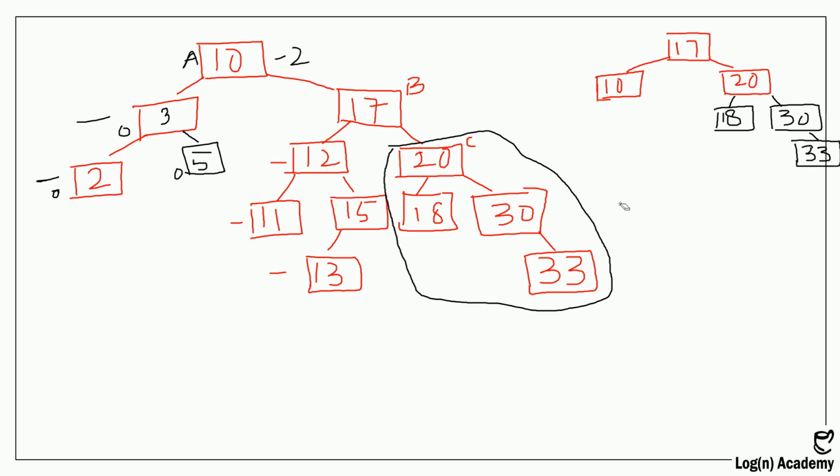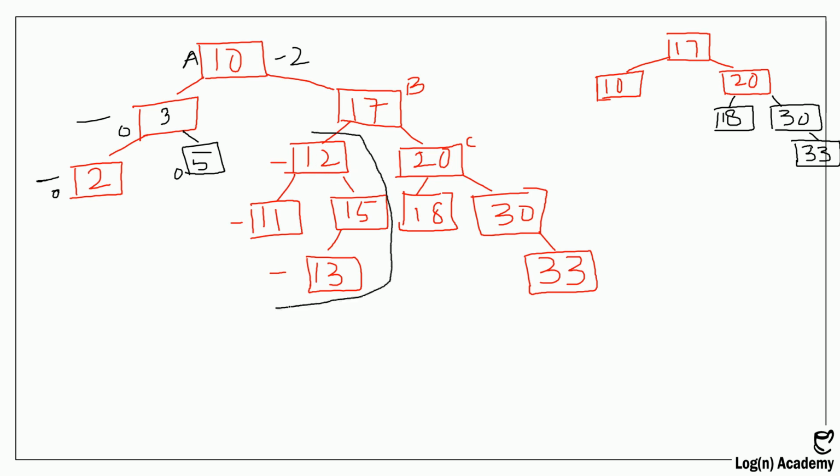Now what about this section? For this subtree, it will be attached to the right hand side of 10. This will be attached to the right hand side of 10, and this will be 12 here, and all the children will remain the same, on their own positions. And here 13.